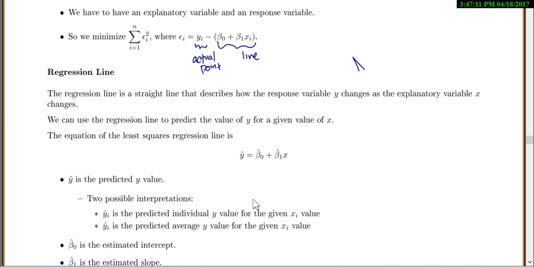So when we do least squares, we get what we call our regression line. It's going to be a straight line, and it describes how our response variable y changes as the explanatory variable x changes. And we can use our regression line to predict the value of y for any value of x. The equation of our line, notice this is exactly the same as our theoretical model in our last section, but we put a little hat on it to tell ourselves that this is what we're calculating or estimating from the sample. So we use the hats because we're using sample data.